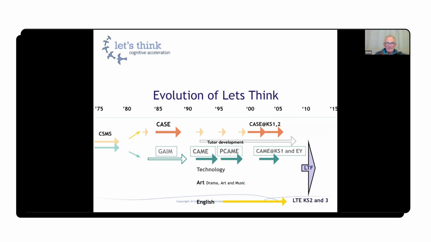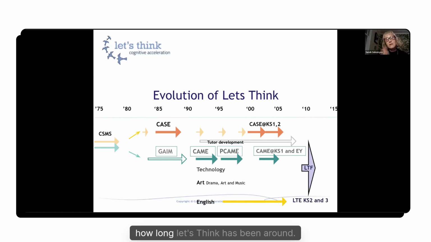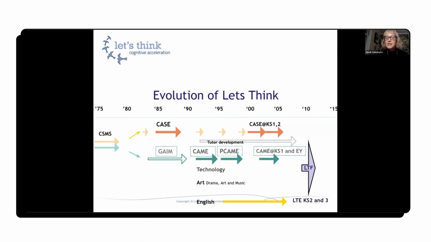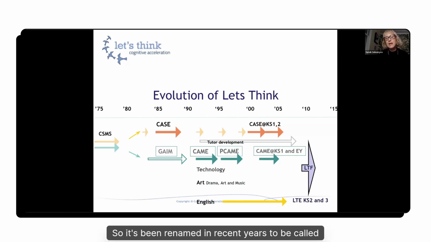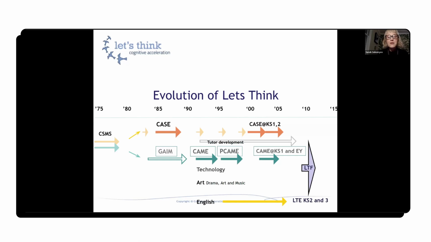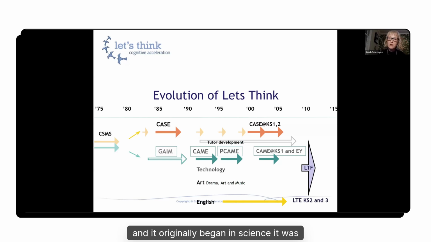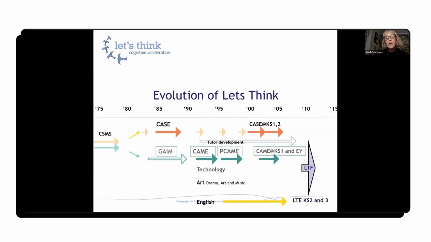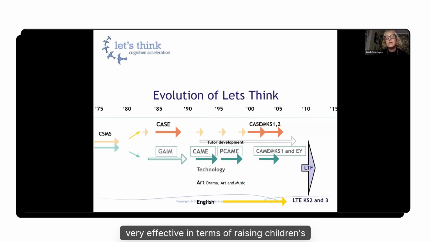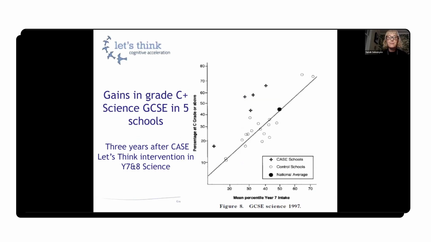Yep. So this is a little bit about how long Let's Think has been around, actually. Its original name, its research name, was cognitive acceleration, which is a bit of a mouthful. So it's been renamed in recent years to be called Let's Think, which is a bit more practical. It began in the 1980s, and it originally began in science. It was cognitive acceleration in science education. And after that was shown to be very, very effective in terms of raising children's attainment, they began to experiment in maths. And then more recently, there's been some experiments in English and in other subjects of the curriculum.